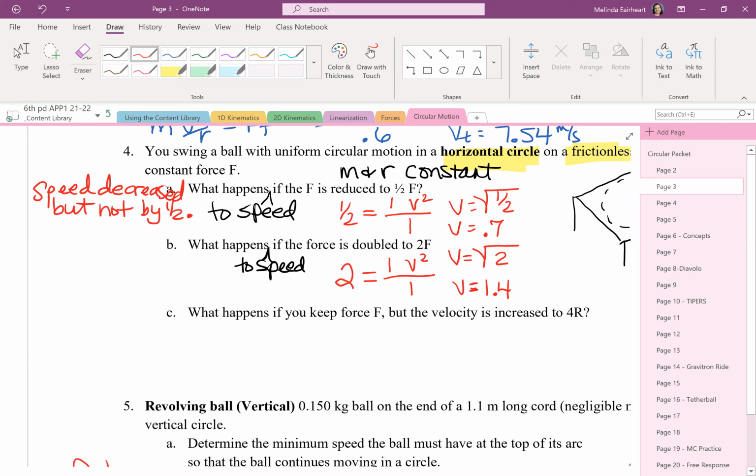The velocity was 1. When they doubled the force, did your velocity double? No. But when they increased the force, did the velocity increase? Yeah, that could be a true statement. And so your speed increased, but not by 2.